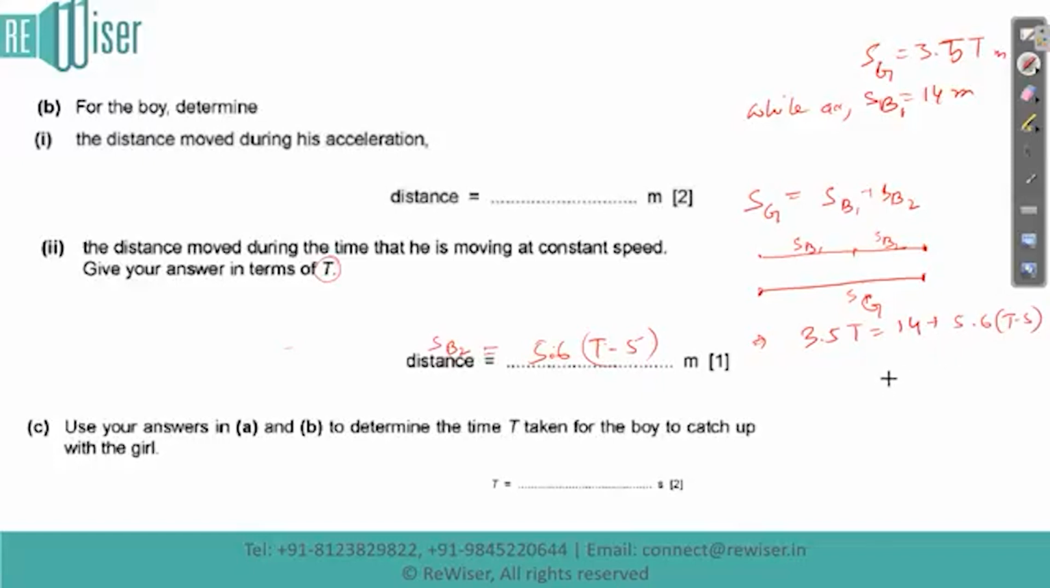Why am I doing this? I'll repeat it. The girl has been displaced by this length at constant velocity. In order to catch her up, the boy must travel the same displacement. Initially he accelerated, and finally he was moving with constant velocity. While accelerating he traveled this distance, and while traveling with constant velocity he was displaced by this. The addition of these has to equal SG in order to catch her up. That's why I could write this.